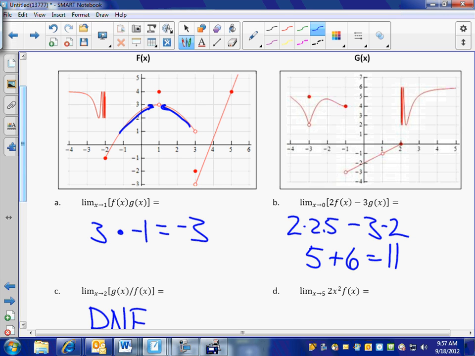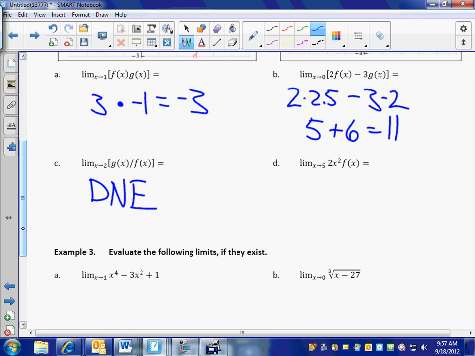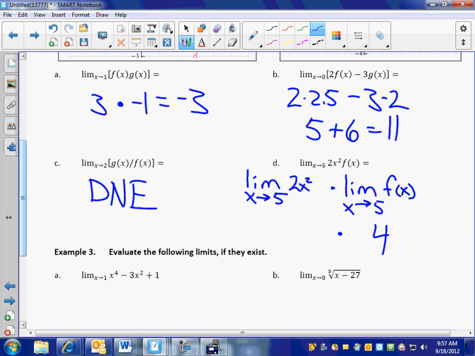Okay, let's try one that's a little bit trickier. Letter D. I'm going to forget about this 2x squared, and I'm just going to look at the f of x first. What is the limit as x approaches 5 of f of x? Positive 4. So I'm going to break this into two pieces, okay? Just so you understand. The limit as x approaches 5 of 2x squared times the limit as x approaches 5 of f of x. Now, you guys told me that this right here is equal to what? 4. Great.